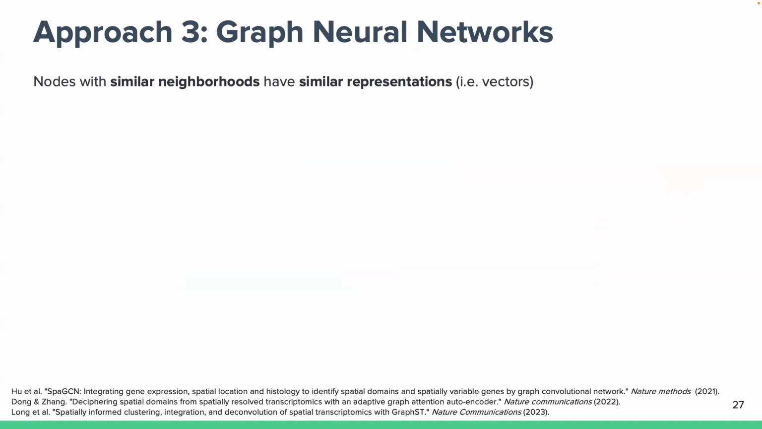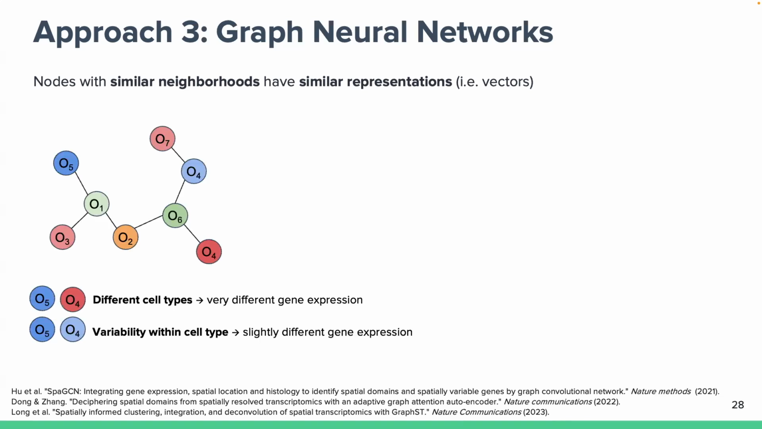Then the third method is based on graph neural networks. Also here, I'm just going to give the intuition. The intuition behind graph neural networks is that every cell will be associated to a vector, which is called a representation or embedding, and cells with similar neighborhoods will tend to have similar vectors, so similar embeddings. This is going to be a toy example. Here, every circle, every node, is a cell, and the color of the cell represents the gene expression driven by different cell types, for example. Here I also wanted to show the variability that you can sometimes have within cell types, represented in different shades of the color.